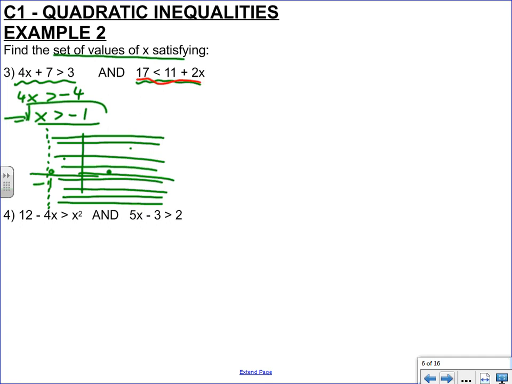Again, I want all the x's on to the correct side, so I get 17 minus 11 is 6, is less than 2x. Divide by 2, I get 3 is less than x.